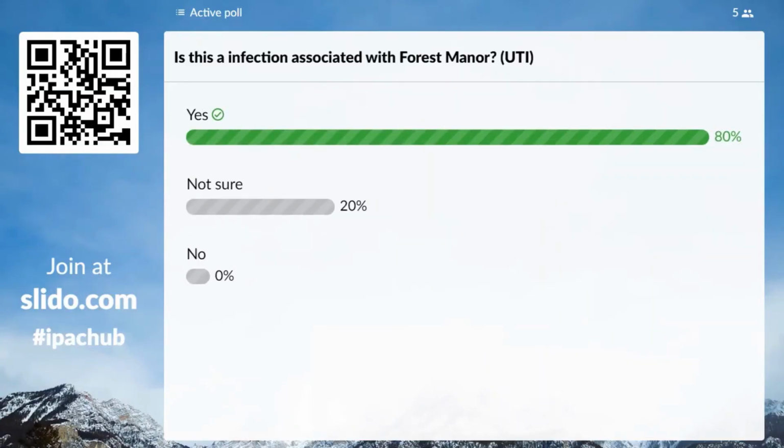Let's take a minute for you to enter your answer into Slido. Okay, again, there's a couple people not sure, and that's okay. But the majority of you have said yes, this is associated with Forest Manor. It is nosocomial to Forest Manor, and the key here was the 5 days. It was 5 days after, so it's beyond that 48 to 72 hour window when signs or symptoms develop. So that would have been a healthcare associated infection to Forest Manor. Well done. I'm now going to turn it over to Sarah.